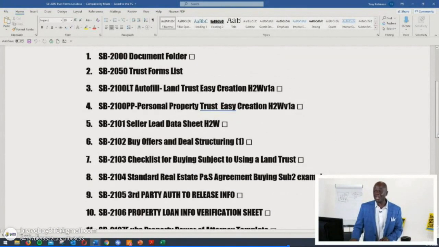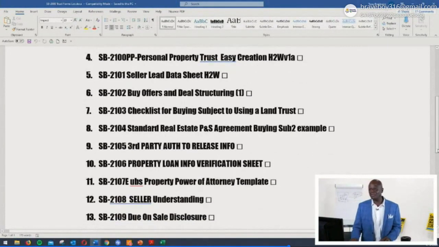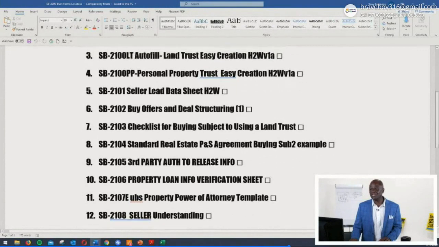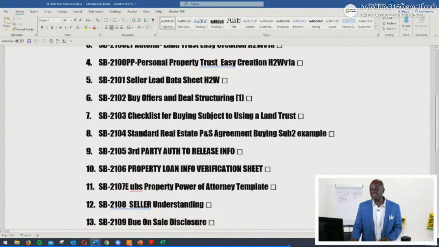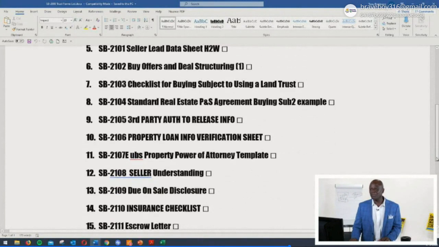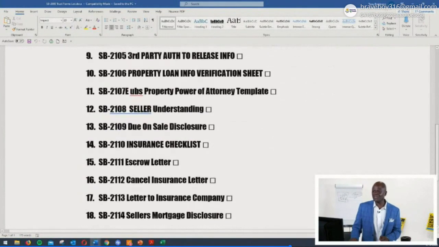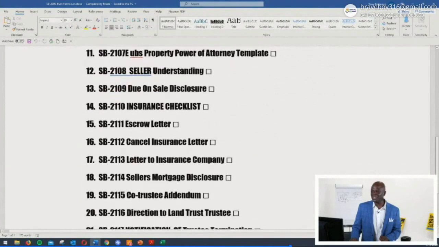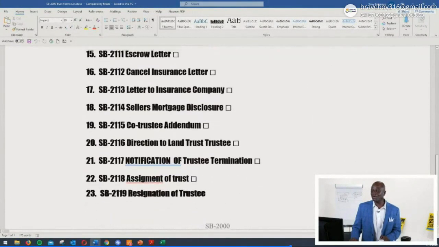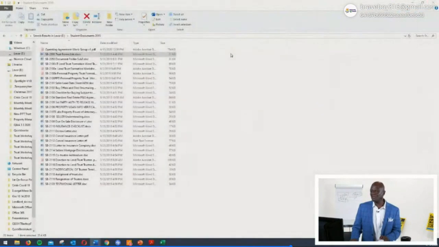All right. So you're going to have a document folder, trust forms list. You're going to have your personal property trust, land trust documents, your seller lead data sheet that we walked through, buy, offer, and deal structuring sheet, checklist for buying property subject to and using the land trust, real estate purchase agreement, third party authorization, seller understanding. And guys, I'm not going to sit here and read every one of them off to you.